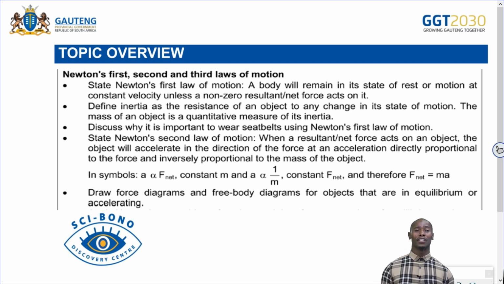So it's very, very important to include everything as you can see on your examination guidelines. You need to make sure that you state the law as it is. So it is stated as: a body will remain in its state of rest or motion at a constant velocity unless a non-zero resultant force acts on it. So this is how we have to state Newton's first law. Please do not omit any key words here. If you are going to do that, you are going to get 0 out of 2 marks.